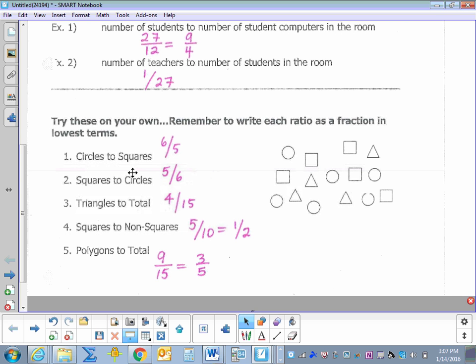So circles to squares, we have 6 circles and 5 squares, so 6 to 5. Writing a ratio for squares to circles, we would have 5 to 6. Triangles to the total would be 4 to 15. Squares to non-squares would be 5 to 10 or 1/2. And polygons to total would be 9 to 15, which is equal to 3 to 5.